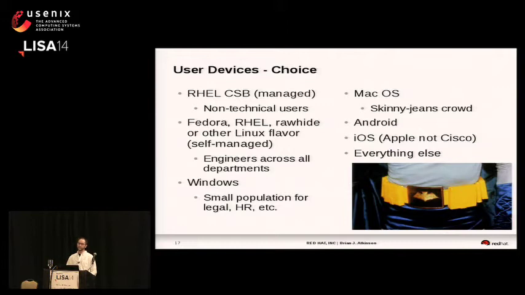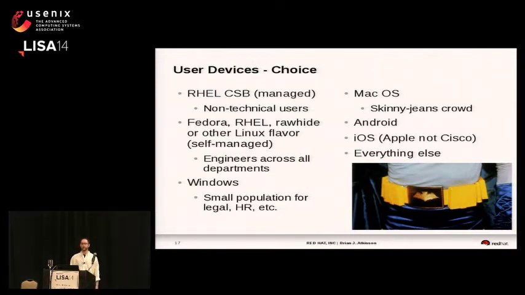So we don't want to be an impediment to us closing our quarterly numbers or working with legal. So we choose to offer whatever makes users most productive. Obviously, the problem with choice is some people choose wrong. So what can you do? Again, some users choose Mac OS. You know, no offense to the skinny jeans crowd here. And on the mobile side, we see Android and iOS devices, as well as everything else.